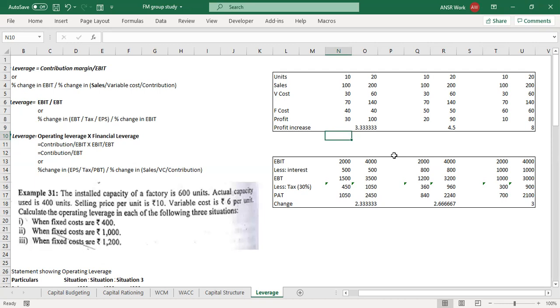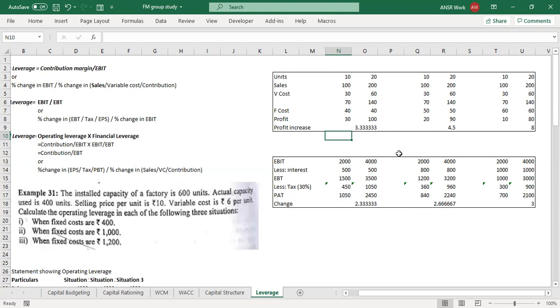Now, any doubts in that, please? Contribution by EBIT. Yes. Yeah, sir. Great. Okay, I'll take that as a no, so nobody has any doubts.